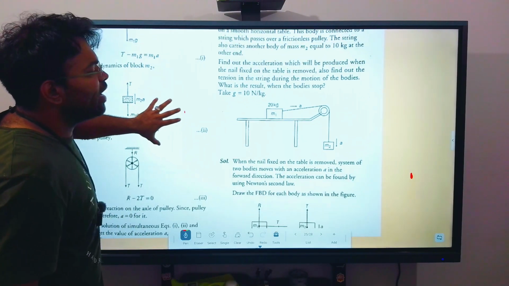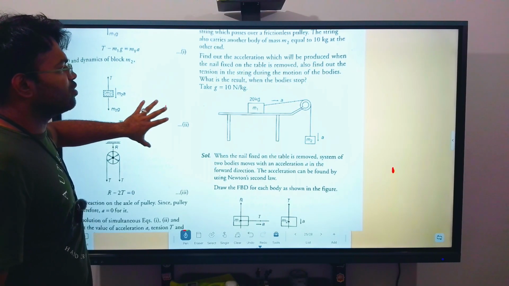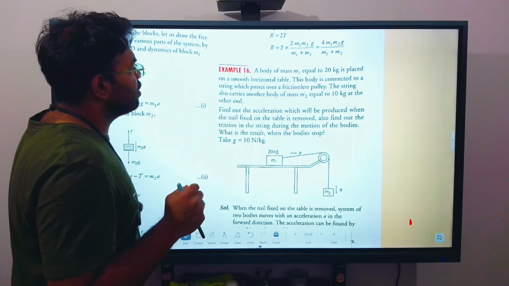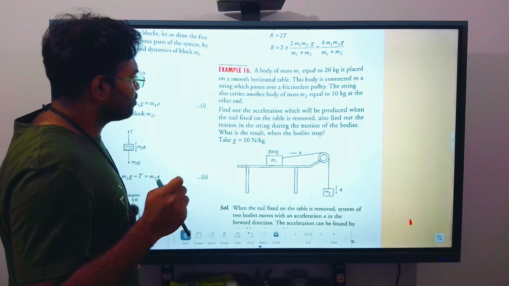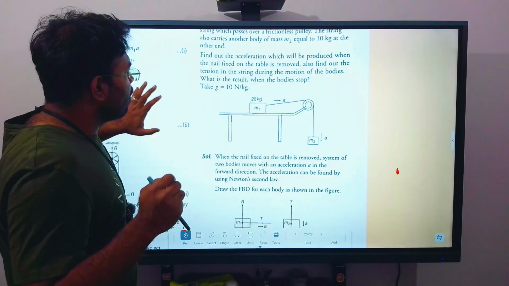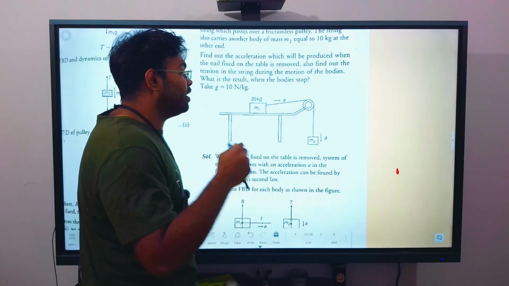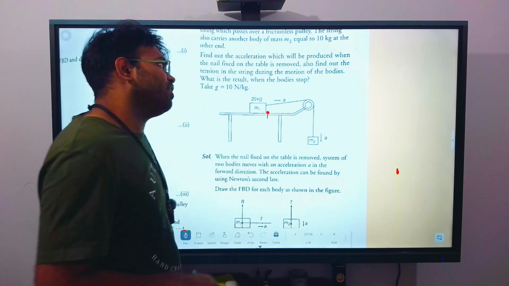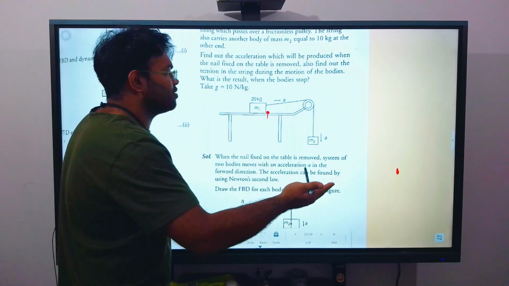Okay. So when the nail is fixed on the table, the system of two bodies move with an acceleration of a. Why? Where is the nail? A body of mass m1 equal to 20 kgs. The body is connected. Where is the nail? When the nail fixed on the table is removed. Oh, okay, fine. When there is a small nail here. There is a small nail here which is stopping this mass m1 from sliding towards the right.